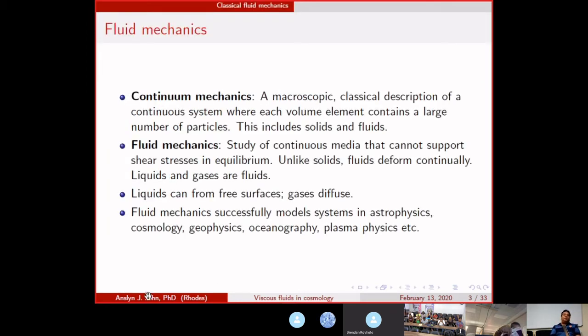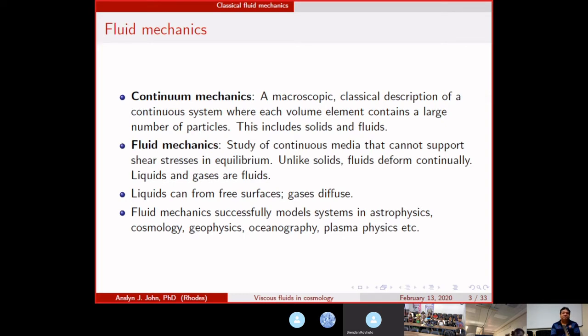Okay, so fluid mechanics falls squarely into the branch of science known as continuum mechanics. That is a macroscopic classical description of continuous systems where each volume element contains a large number of particles. So this includes the study of both solids and fluids. So we're looking at macroscopic systems where we can average things out without being interested in the individual particles and elements that go into these systems.